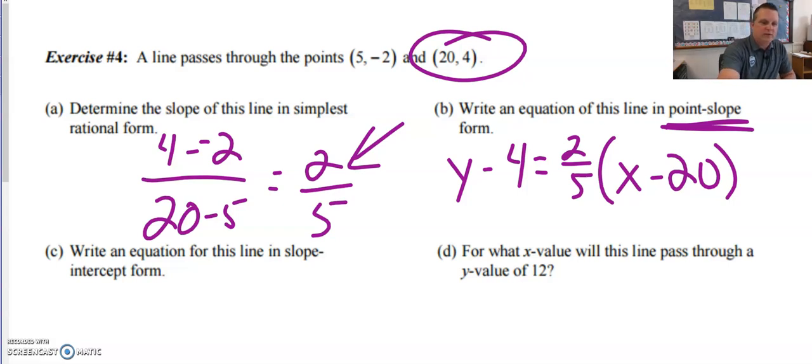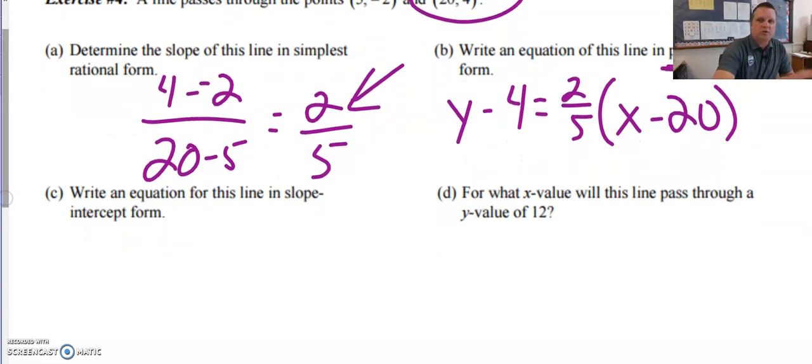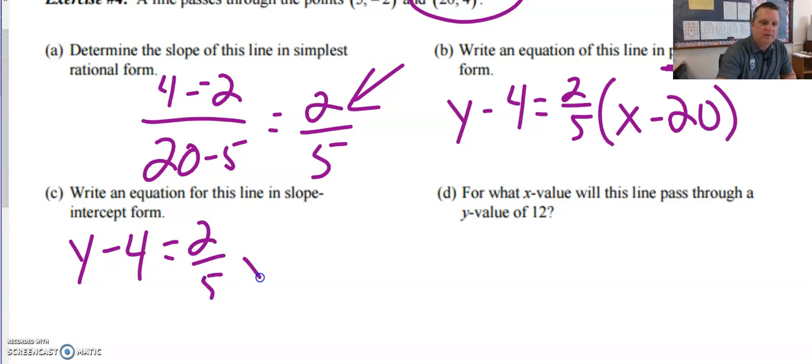Write an equation for this line in slope-intercept form. So now we need slope-intercept. So we distribute. We have y minus 4 equals 2/5 x minus... Okay, now this 2/5 has to be multiplied by the 20. Go ahead and do that right in your calculator. Do 2/5 times 20, so you don't make any errors with it.